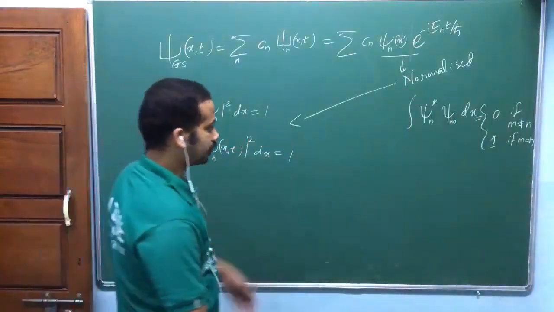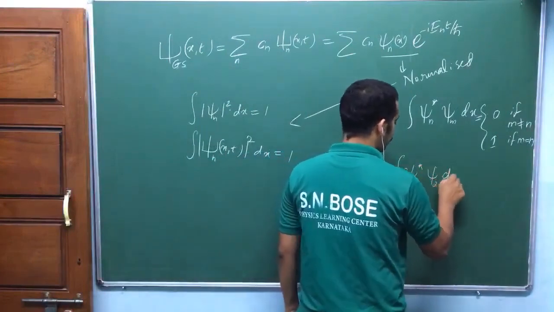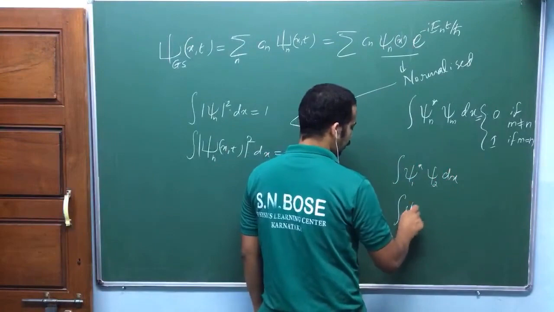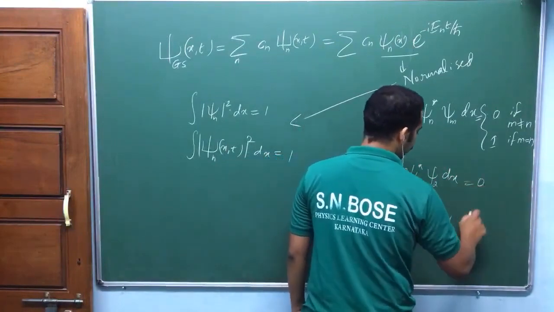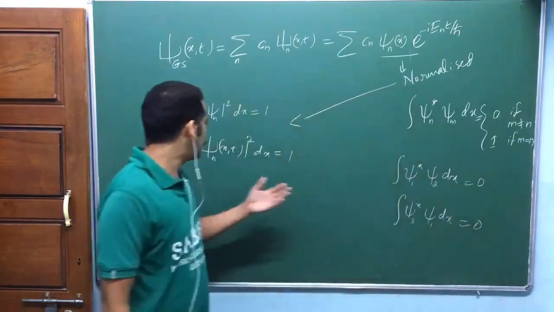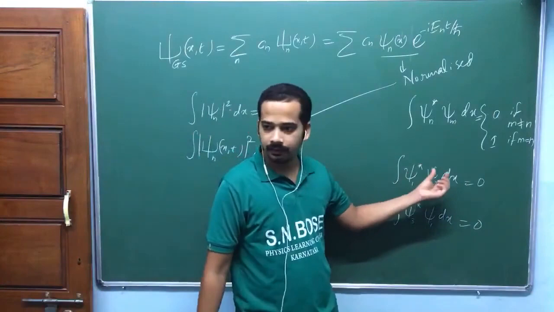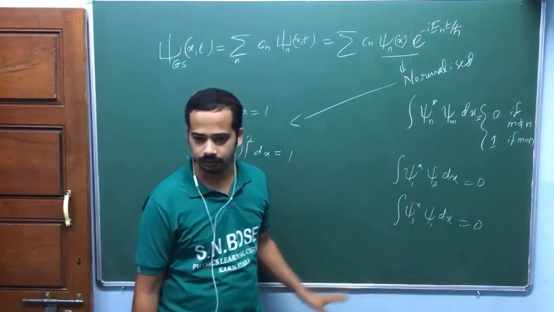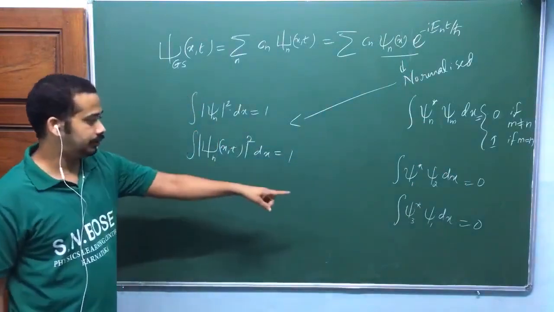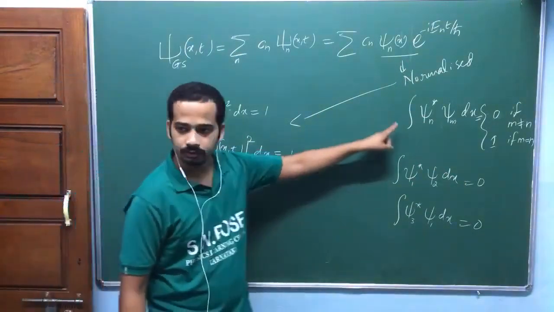One more thing. If you have the integral of psi 1 star into psi 2 dx, or psi 3 star into psi 1 dx, these are all 0 actually. Even if you take this energy factor, that doesn't matter. If you take the time dependent factor, it will come out of the integral. These integrals are true even if you define the same thing with psi n of x comma t. Is that okay?